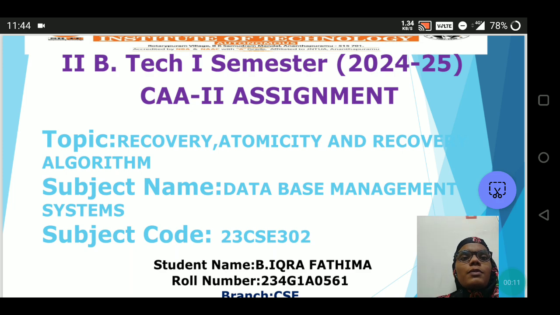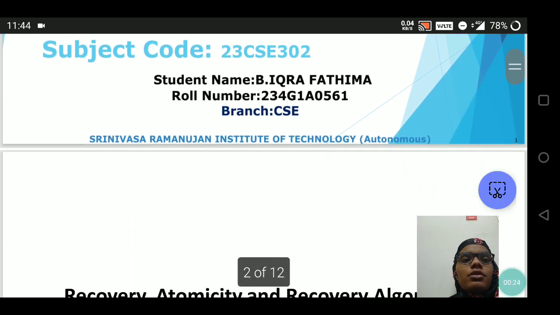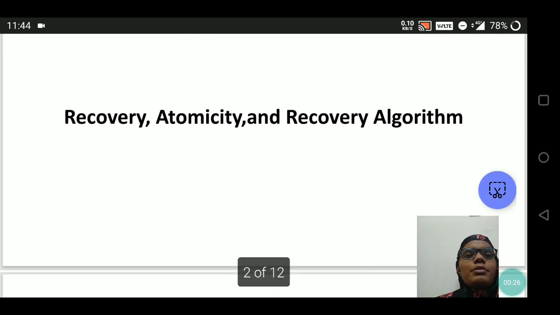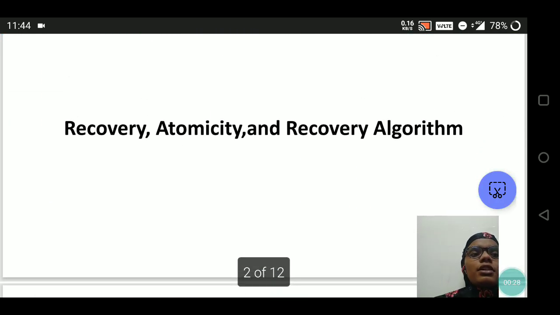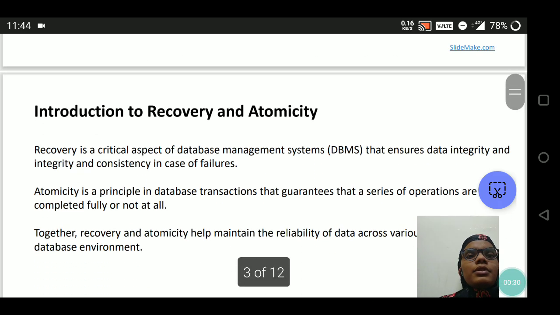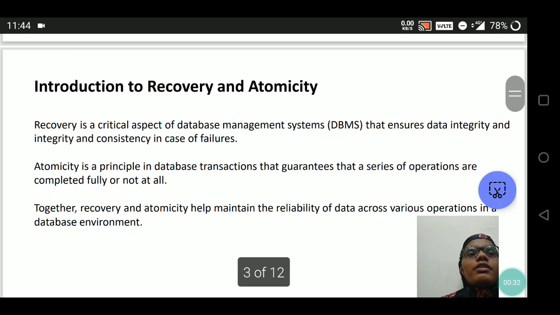234G1A0561. Today my topic in the CAA2 assignment is recovery, atomicity, and recovery algorithm from the database management system course. Recovery, atomicity, and recovery algorithm. Introduction to recovery and atomicity.